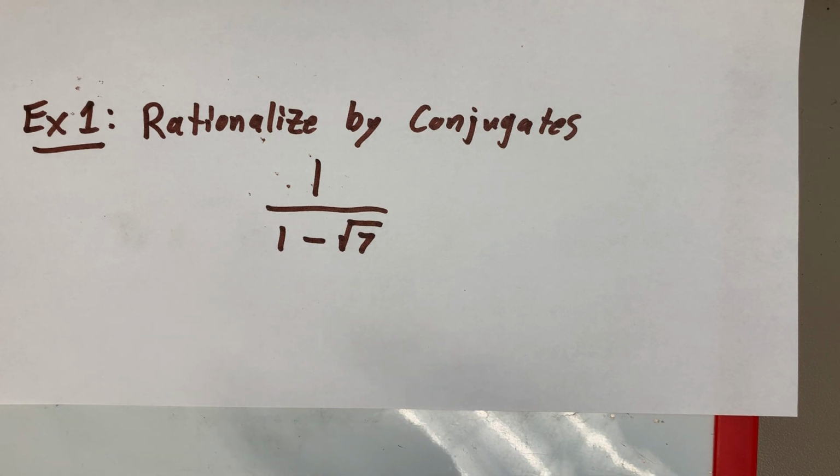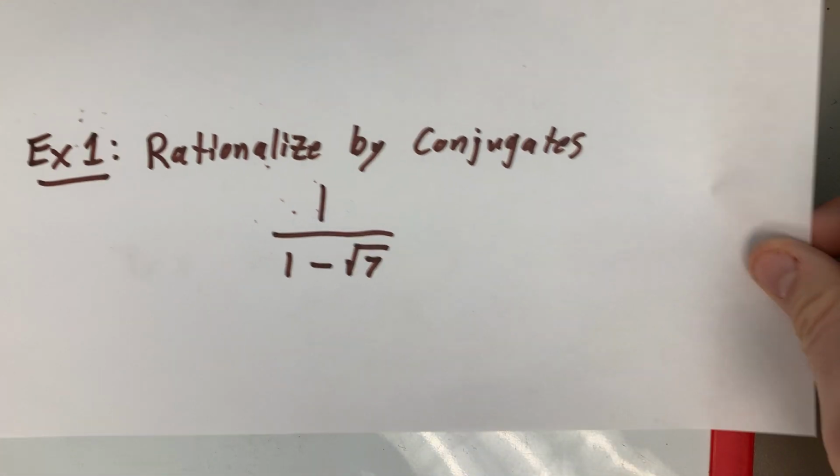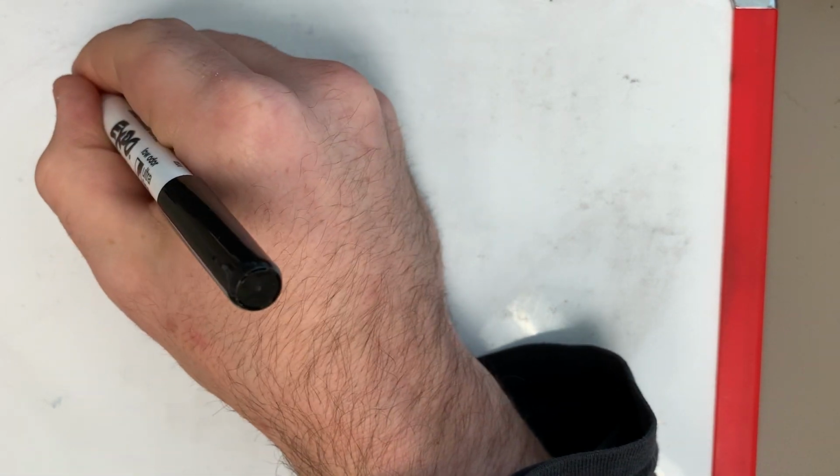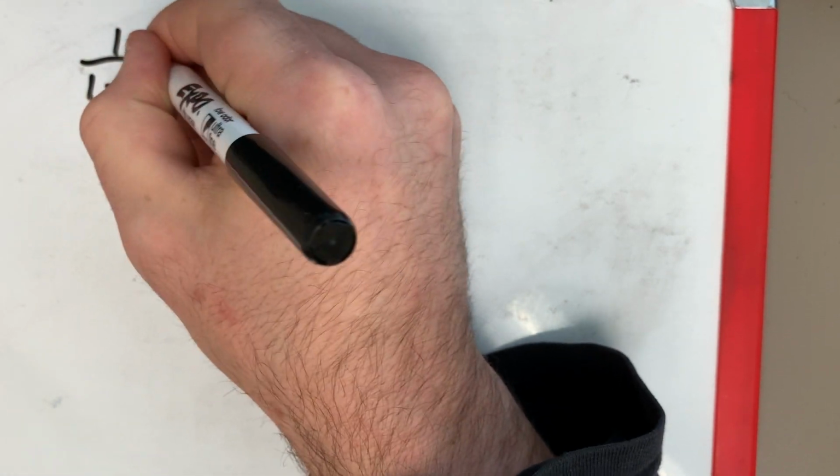And we're going to still be using our multiplying by 1 in a clever way trick. However, it's going to be slightly different because we're going to be making use of an identity or a rule known as differences of squares. So you've probably seen that before, but I'll illustrate as we go along with this example. So we have 1 over 1 minus square root of 7.